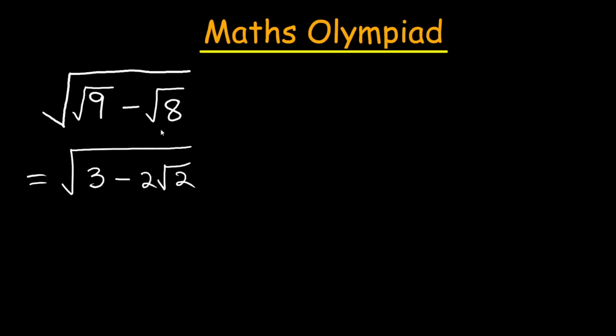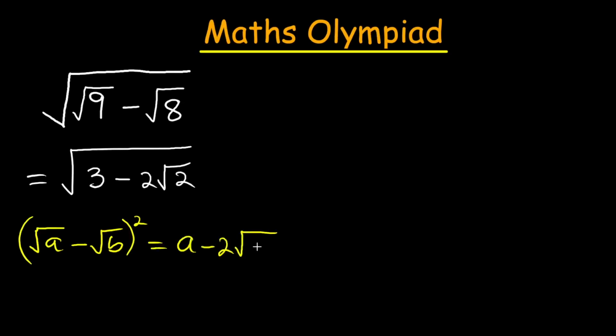Now the next thing we are going to do is use the concept of square root of surds to express this radicand as a square. Square root of surd, this is what it means. I have root a minus root b, all squared. This is minus because this is minus. If I expand this, I'm going to have a minus 2 root ab plus b. If I rewrite this well, I'm going to have a plus b minus 2 root ab.